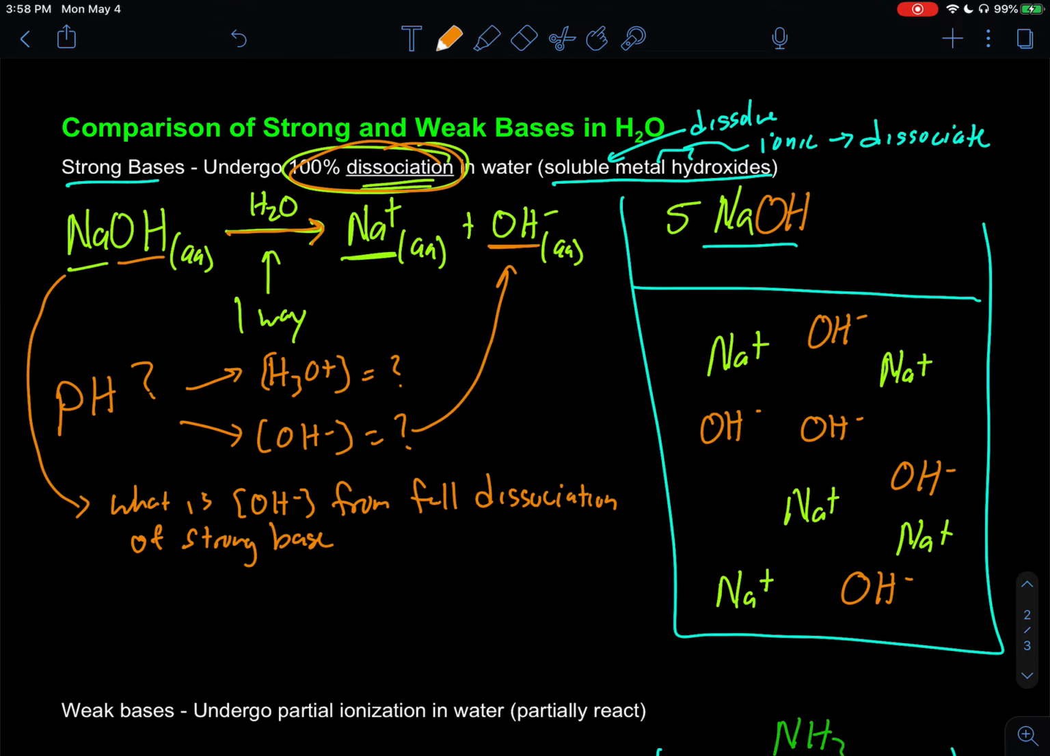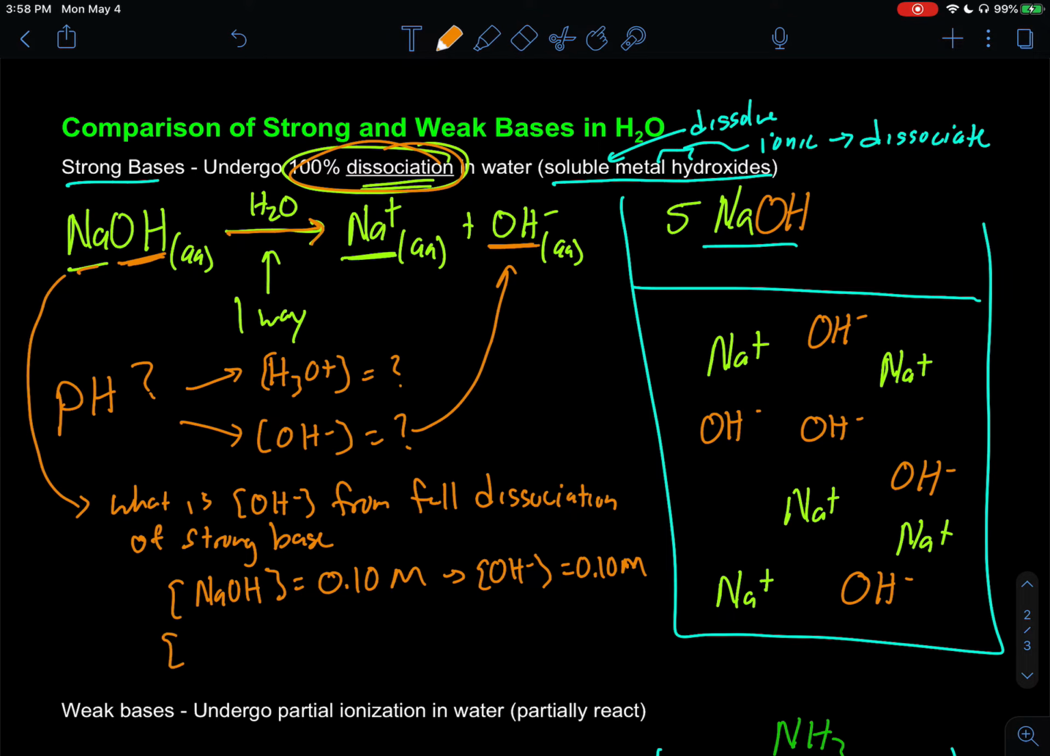We can't always say that the concentration of our sodium hydroxide or our calcium hydroxide or our strong base is equal to the hydroxide, because we have to look at the stoichiometry. So for example, if my concentration of sodium hydroxide is 0.1 molarity, that would mean, because it's a one-to-one dissociation, I'm going to have a concentration of hydroxide of 0.1 molarity.